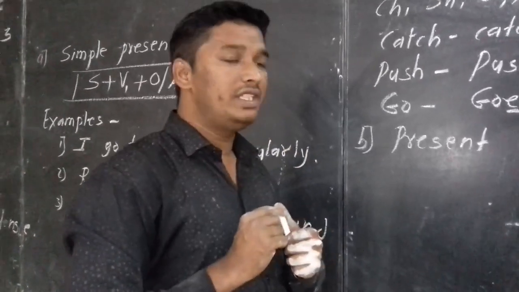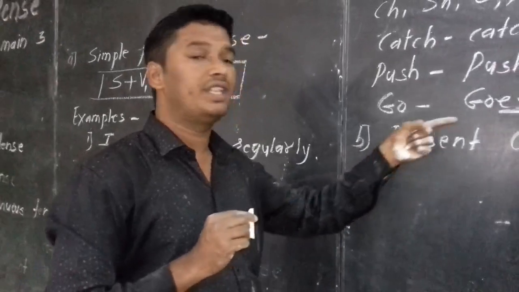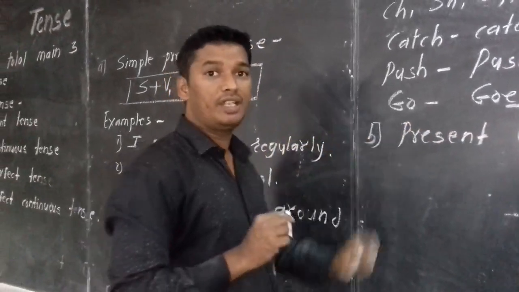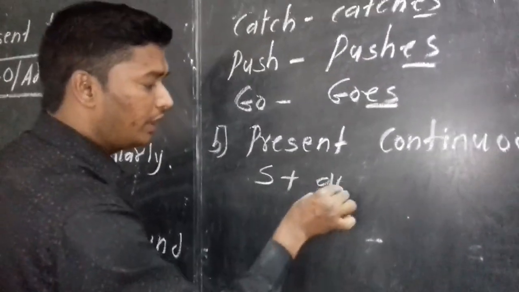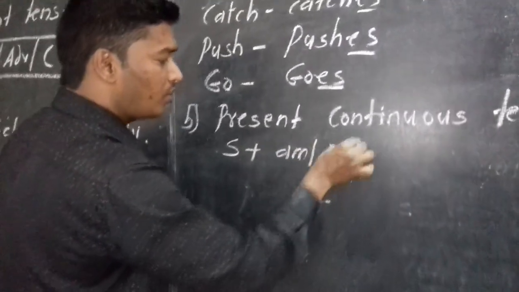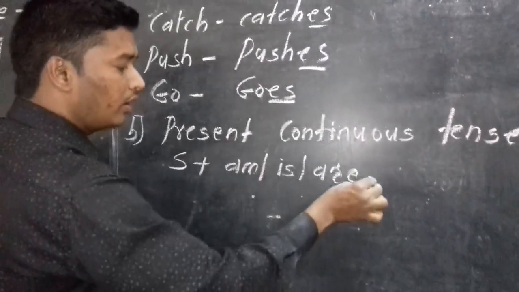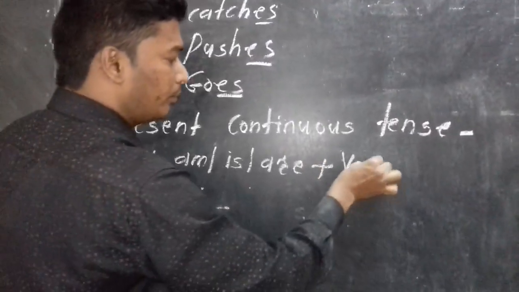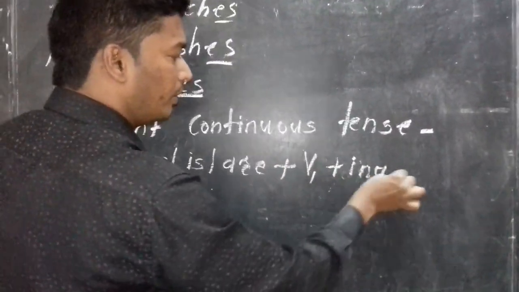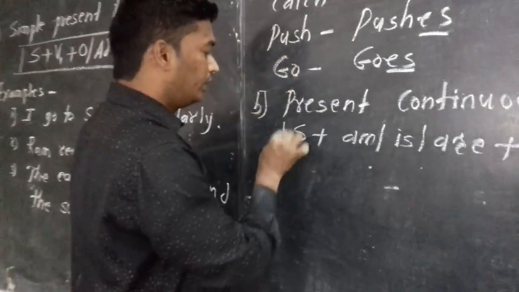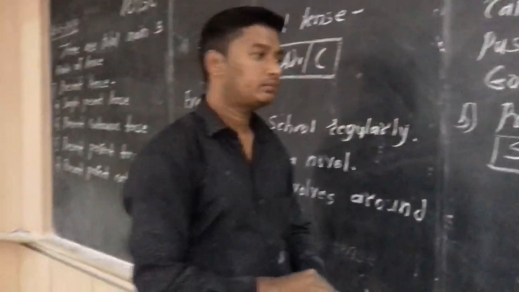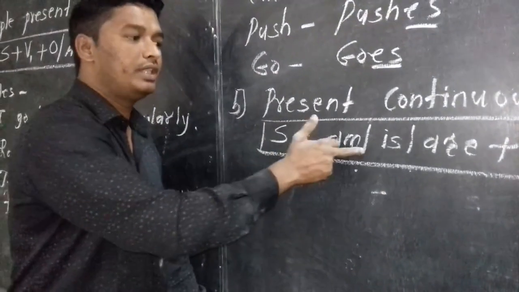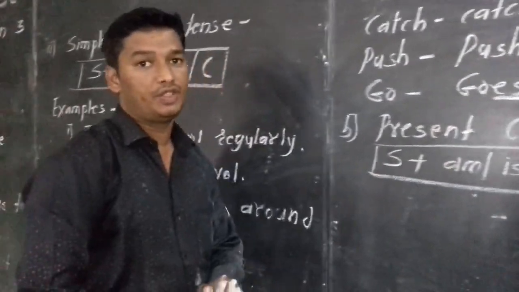Now, what is the structure of this present continuous tense? Pay attention at the blackboard. Subject plus am, is or are plus V1 plus ing plus object. It is the structure of present continuous tense. Subject plus am, is or are plus V1 plus ing plus object.